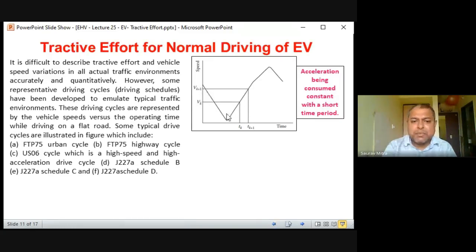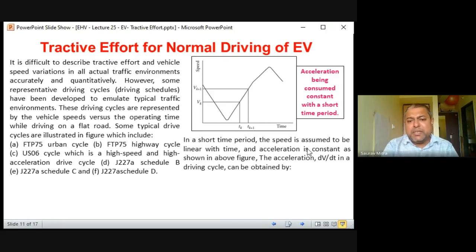So this is a deceleration part. This is the acceleration part, and in this acceleration part also you are finding that the initial part acceleration is very high, and in this part acceleration is a little low, and this part is deceleration. So this is actually the acceleration with respect to time curve, or velocity change with respect to time curve. So in a short time period, the speed is assumed to be linear with time. So this is called a piecewise linear graph, and acceleration is constant as shown in the above figure. So if you're finding the velocity is changing linearly, that means acceleration is also constant within this period.